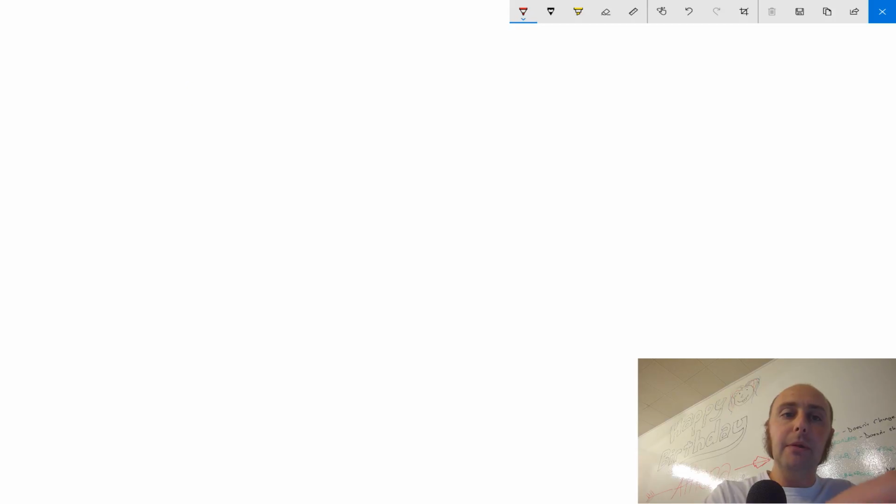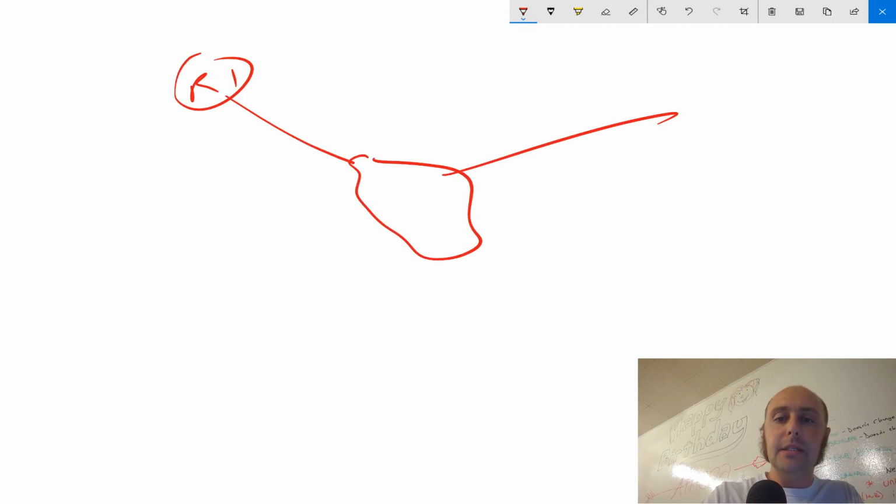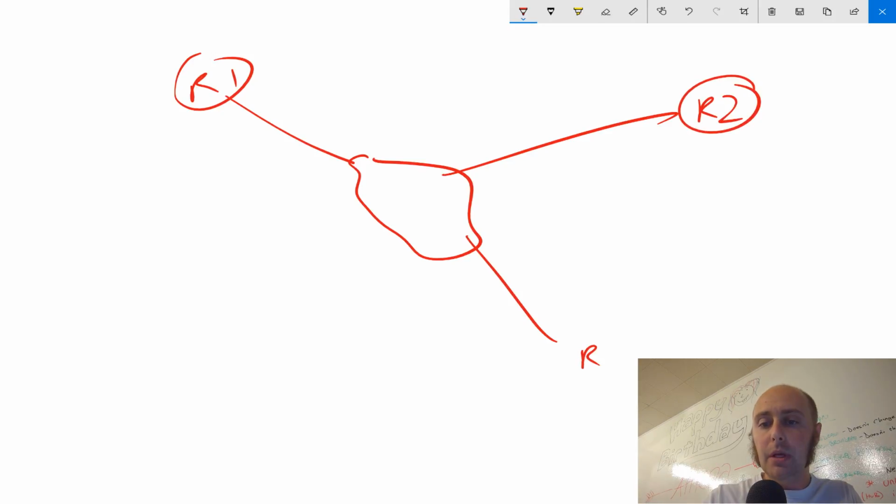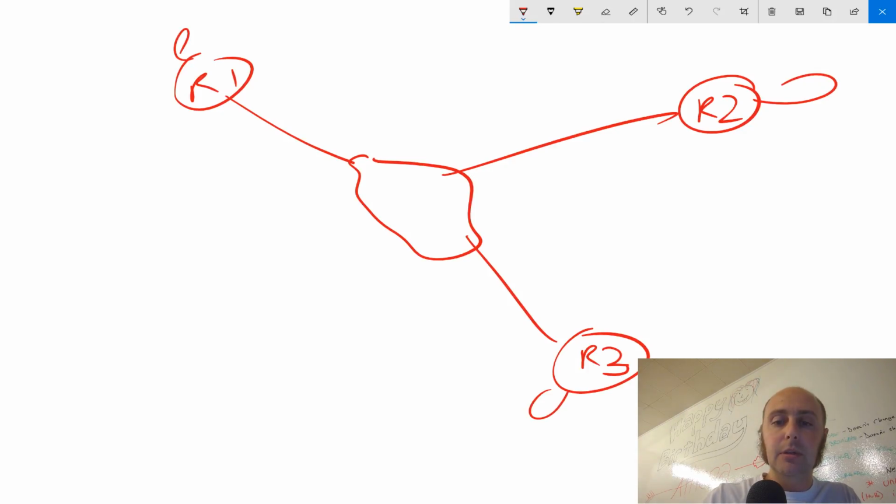So what I had was I had R1 connected as a DMVPN to R2. R1 was the hub. R2 and 3 were spokes. And I had a loopback in here, a loopback in here, and a loopback in here. I guess you can't see that one. A loopback in here.